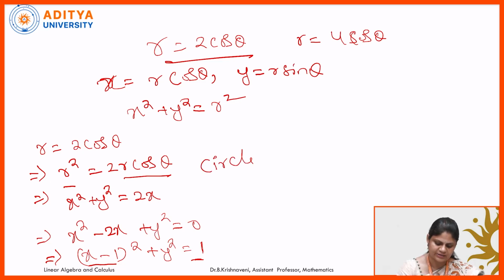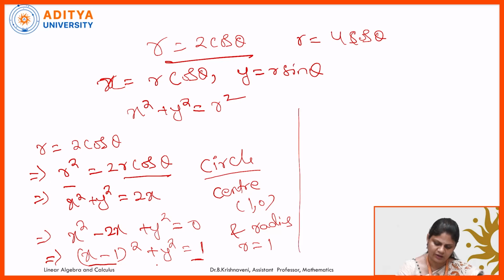The general form of the circle is (x − a)² + (y − b)² = r². Comparing to that, it is a circle with the center (1, 0), that is (a, b), and a radius r = 1.